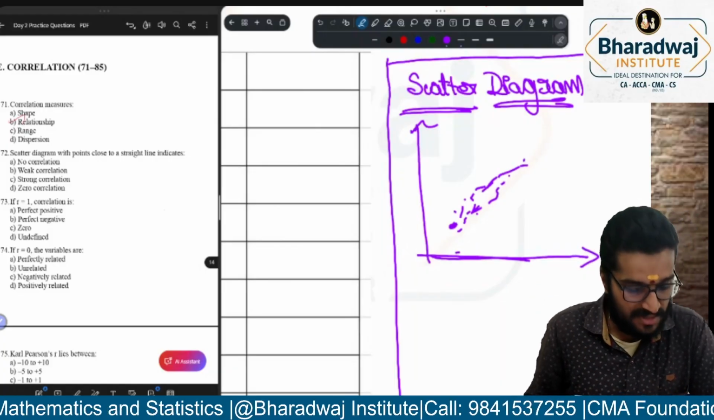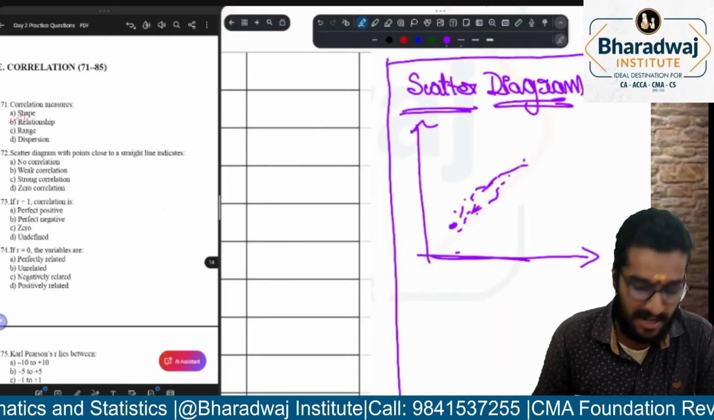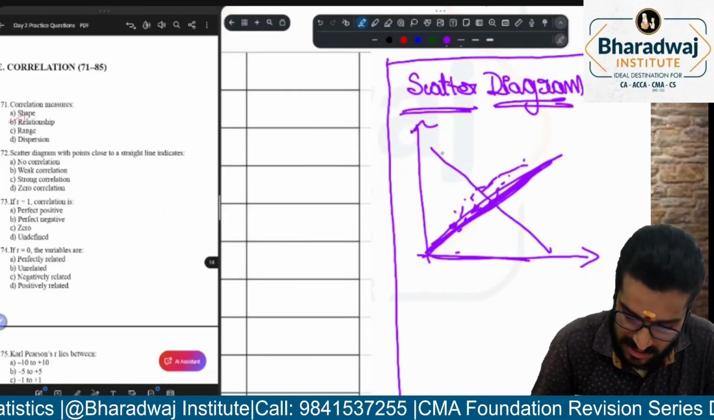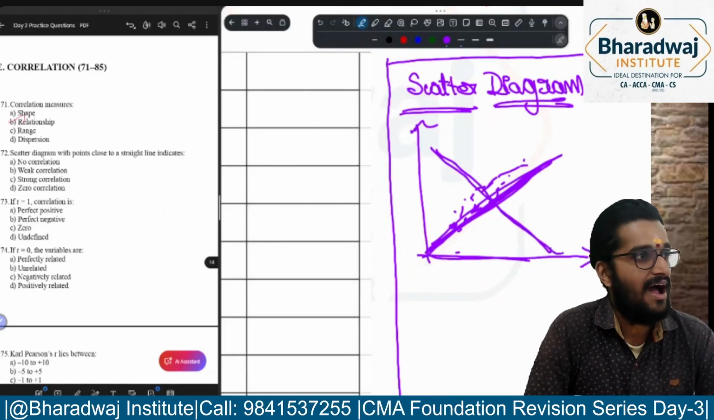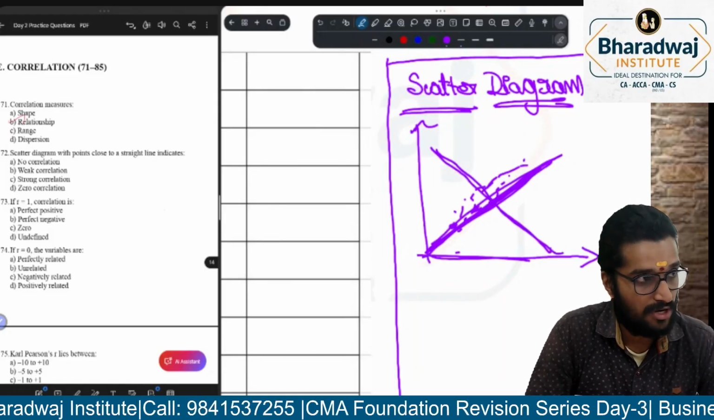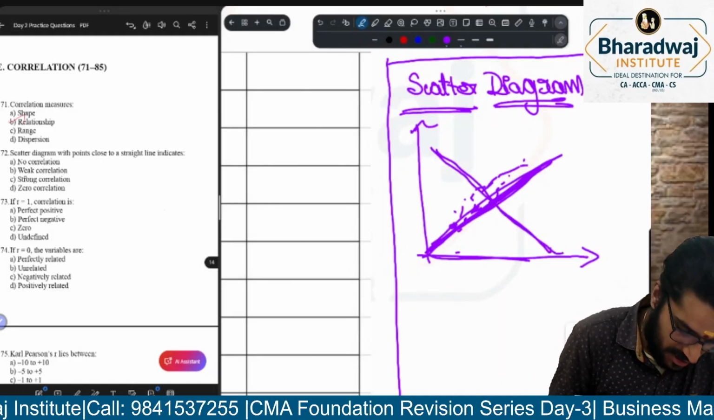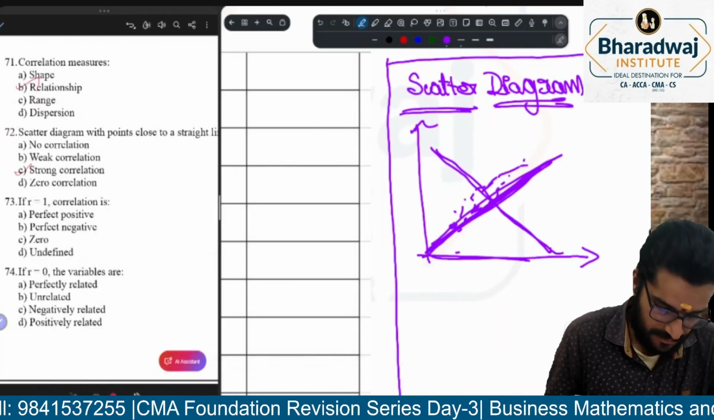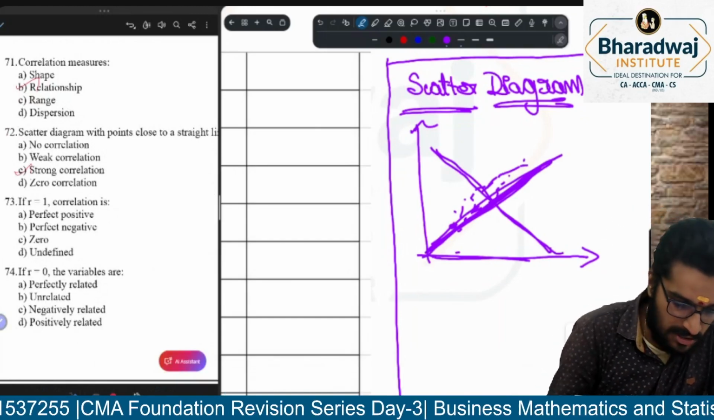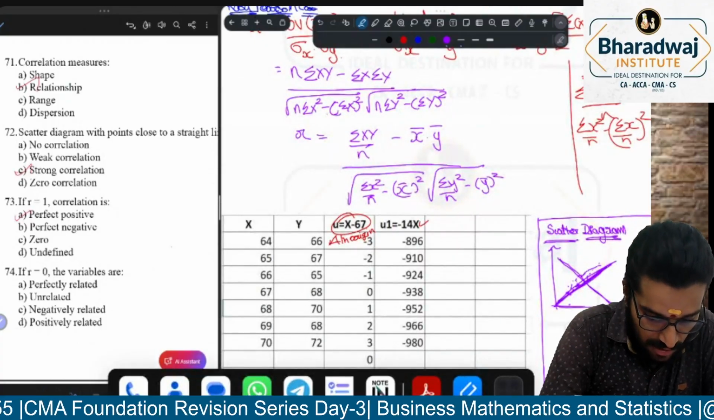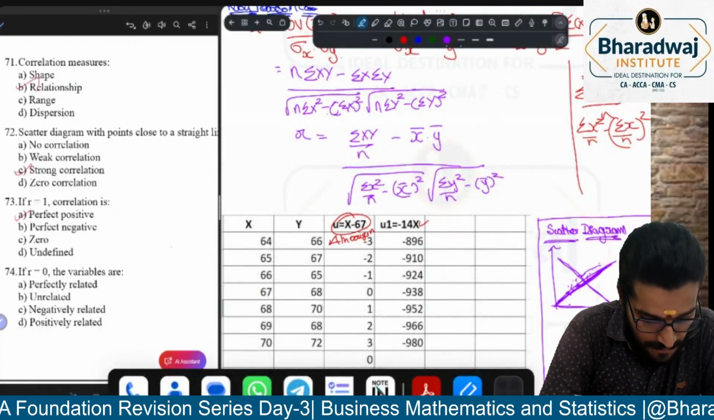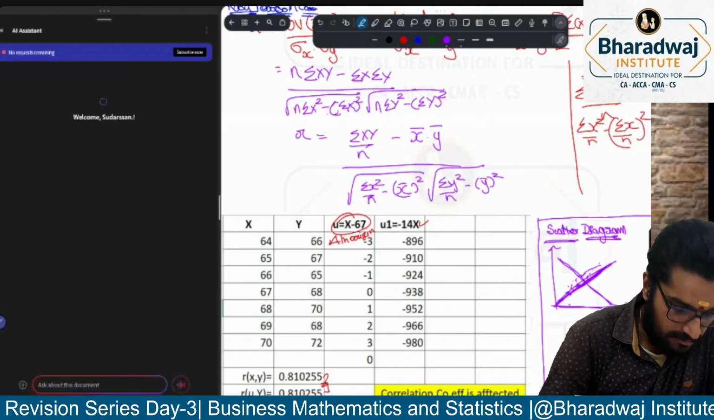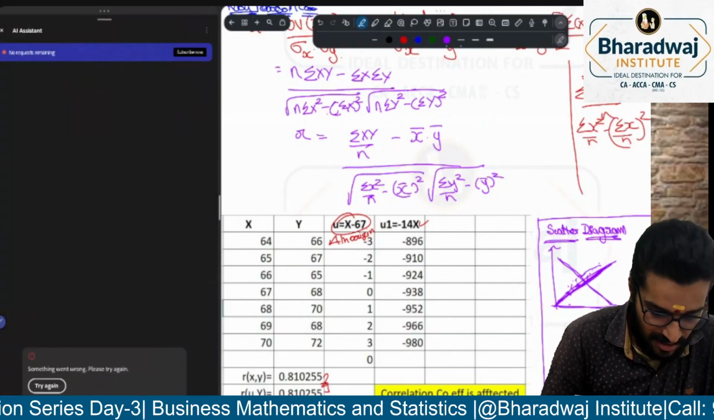Here, what is the question? Scatter diagram with points close to a straight line indicates... Points close to a straight line. So, it can be either like this or like this. Indicates high correlation. So, it can be positive correlation or it can be negative correlation. So, we call it strong correlation. Then, if r equals 1, correlation is perfect positive. Then, if r equals 0, the variables are unrelated.